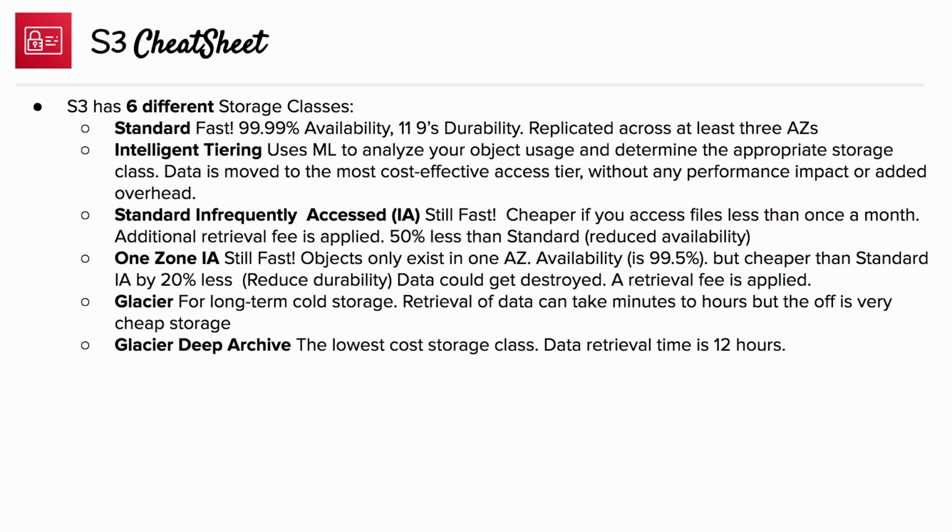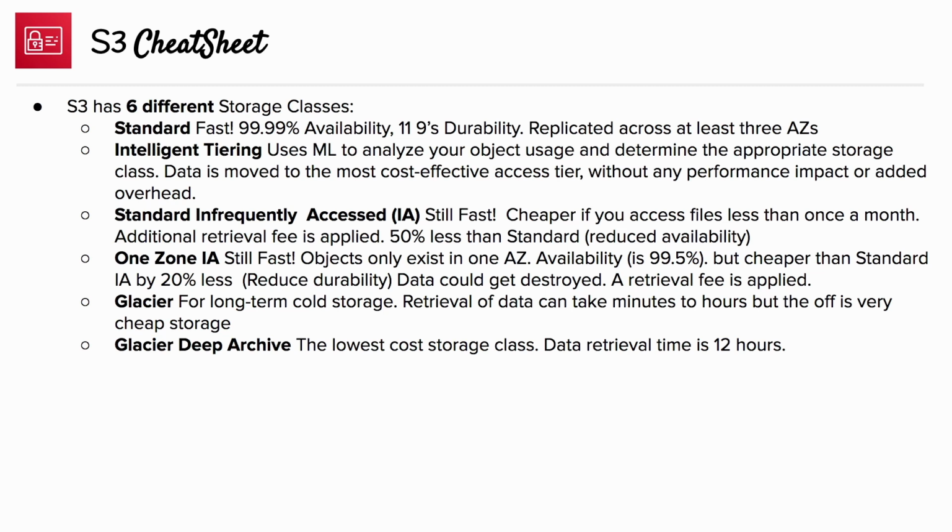Then you have One Zone IA, and as the name implies, it's not replicating across at least 3 AZs. It's only in 1 AZ, so it's going to be super fast. And the trade-off here is it's going to be 20% cheaper than standard IA, but now you also have reduced durability, and again, it has a retrieval fee.